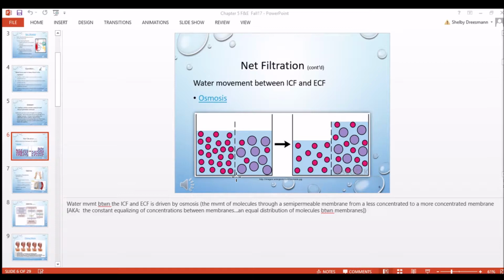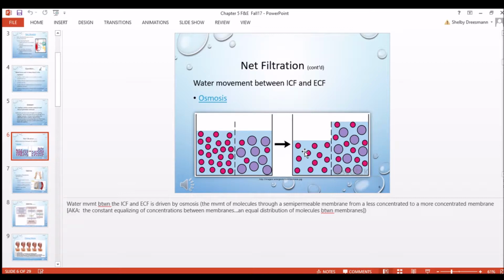So since water follows solute, the water from inside the cell is going to rush to outside of the cell because water follows solute. So this is going to cause the cell to shrink and shrivel. Okay? So that's basically osmosis.